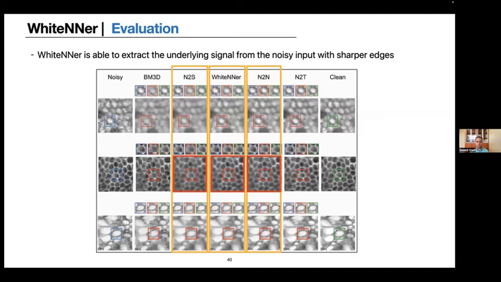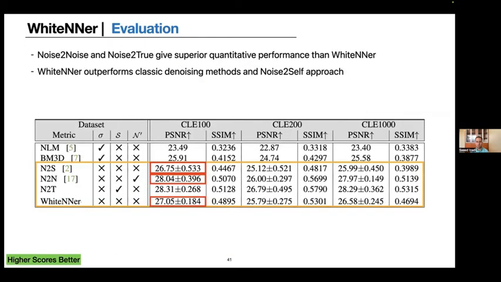Here, the highlighted qualitative comparisons show that the WhiteNNer approach can outperform Noise2Self, while it still lags behind Noise2Noise and Noise2True, which is basically using the clean ground truth during training. The numerical evaluations indicate that our network can also generate better results compared to Noise2Self for white Gaussian noise. However, Noise2Noise and Noise2True, or DnCNN, are the winners because they have a stronger supervision during the training.